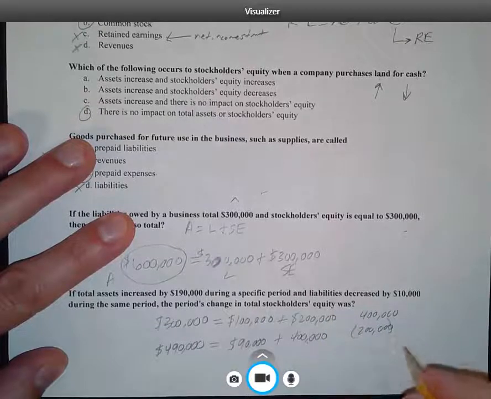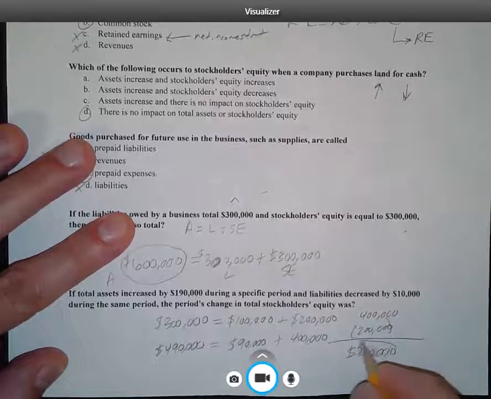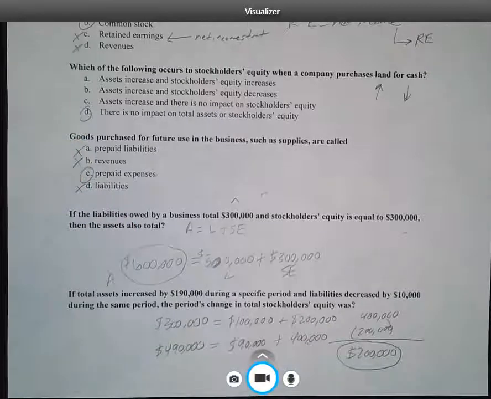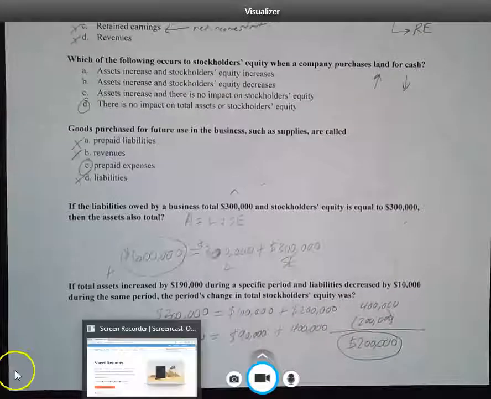Now again, the reason that I'm doing it this way is because I want you to think about this less from an algebraic perspective and more from an actual business perspective. I want you to visualize the impact that these changes would have in a real business. Okay, so $200,000 is the answer because it says the period's change in total stockholders' equity was, not what the new figure is. So we're looking for this figure right here, 200,000. All right, that's it for this video.